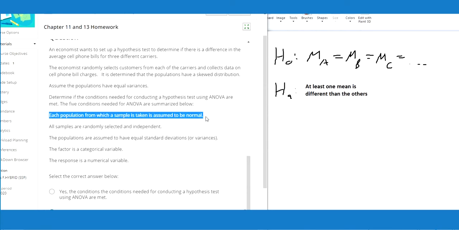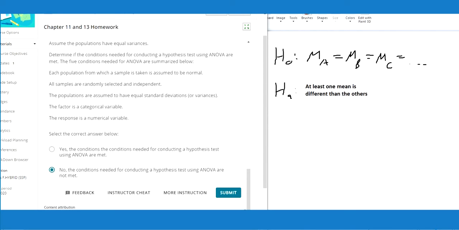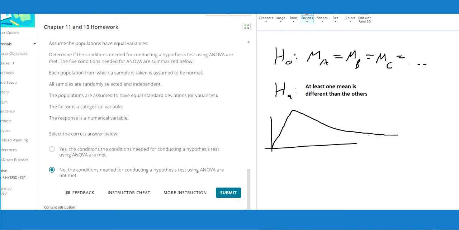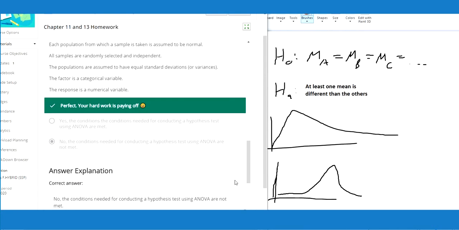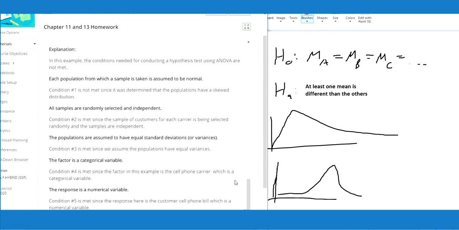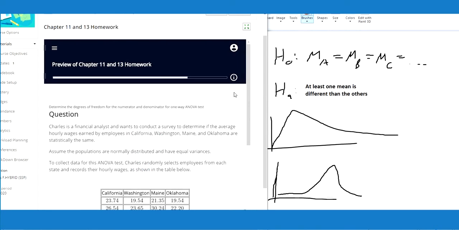Each population needs to be normal. If it's skewed, that means it's skewed left or skewed right. Like precipitation looks something like that. I don't have a variable off the top of my head for a left skewed distribution. Those aren't exactly normal because there's a left or a right skew to them. So we have to say no. The conditions are not met. Let's see if there's any other parts. I guess that's it for that topic.